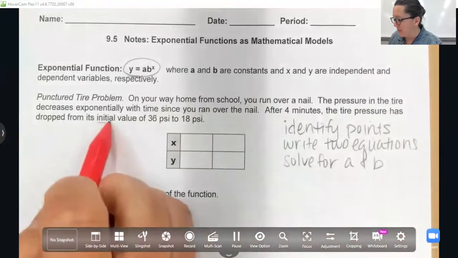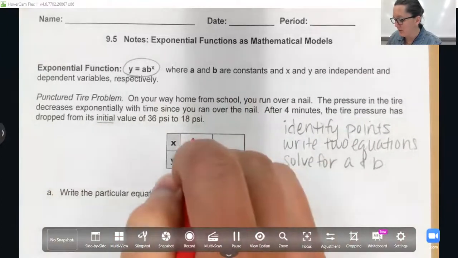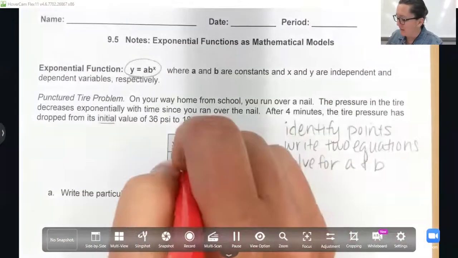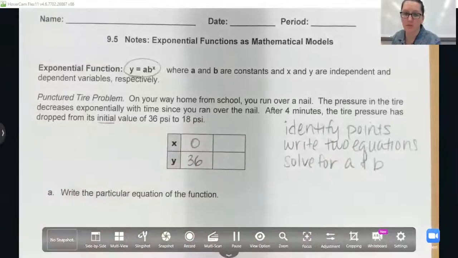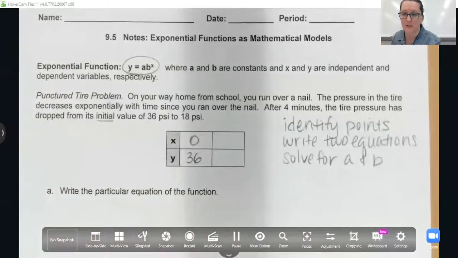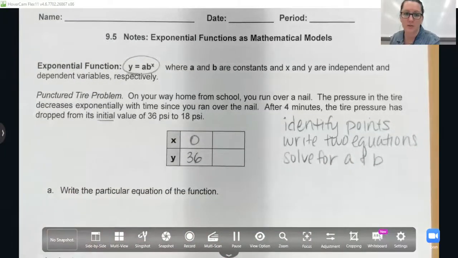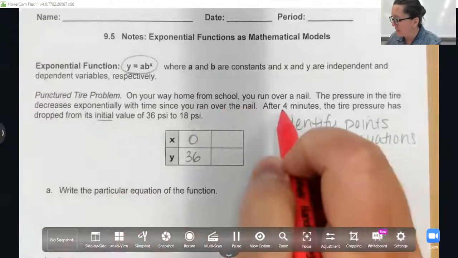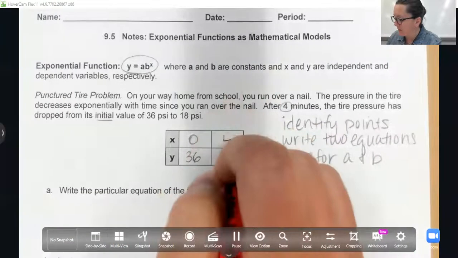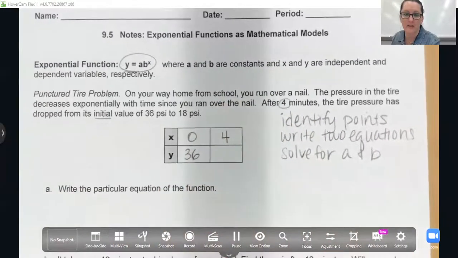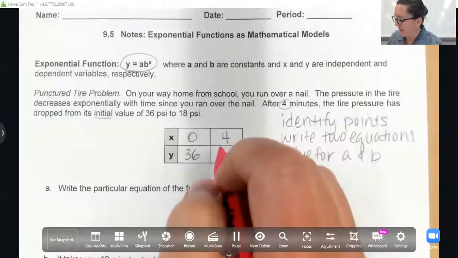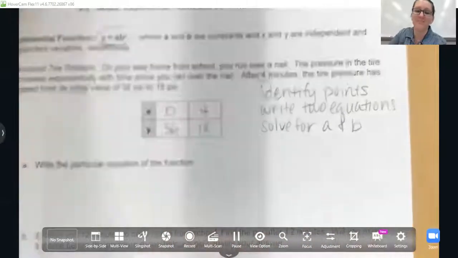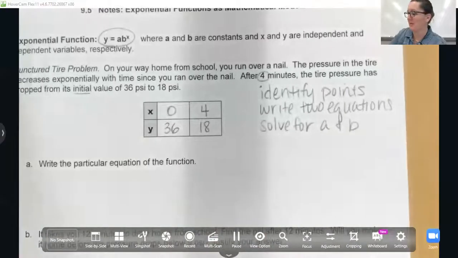Think of initial value as being 0, right? So my initial value is at time 0. It's 36. So at 0 time, at the very beginning, it's at 36 psi. That's a pretty typical standard tire psi. After 4 minutes here, so keep in mind we're talking about minutes, it's at 18 psi. That's pretty rough. Went pretty low. I don't even know if you can drive on 18 psi.